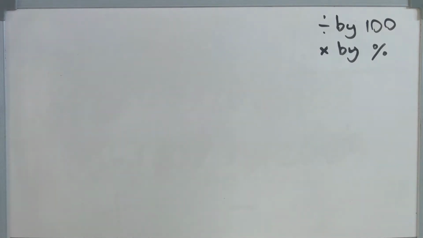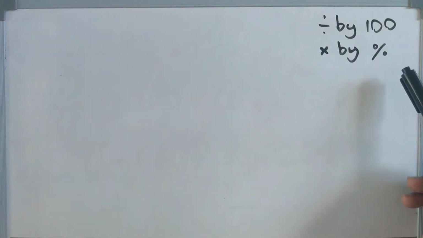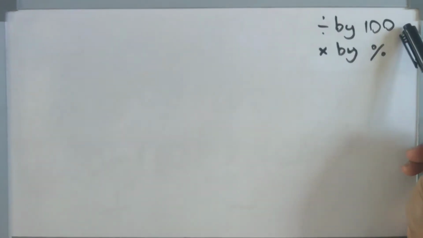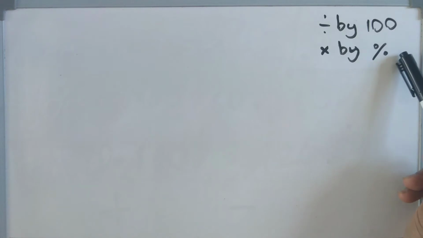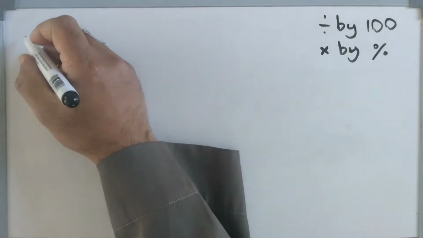So in this video we're going to look at working out percentages of amounts. There are lots of different methods for working out percentages, but the one I'm going to demonstrate is this method here, which is get the original amount and divide that by 100 to find 1% and then multiply by the percentage you're after.